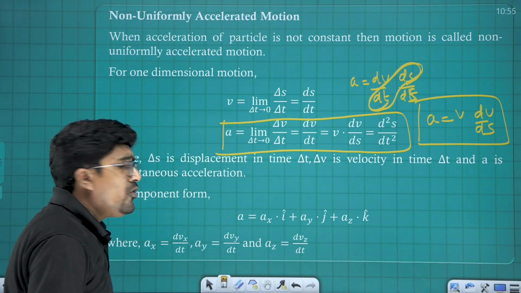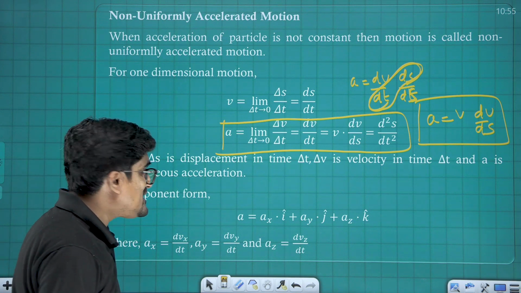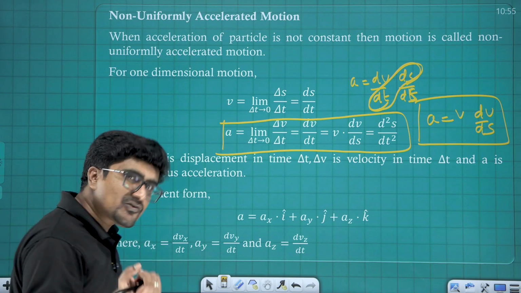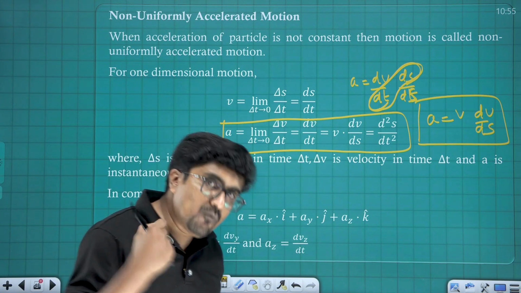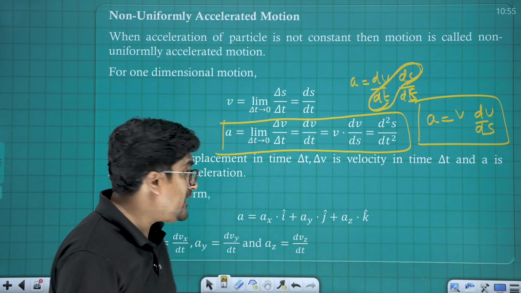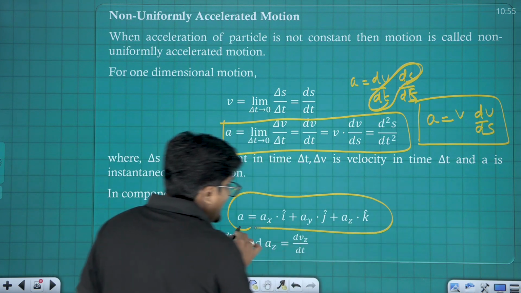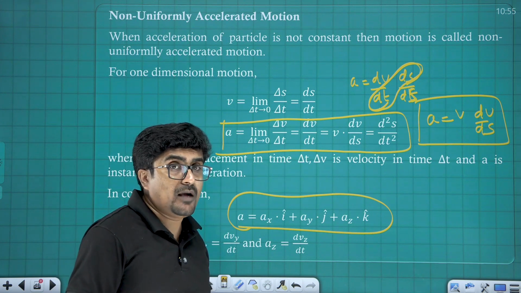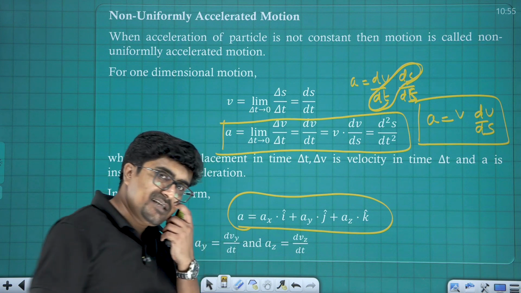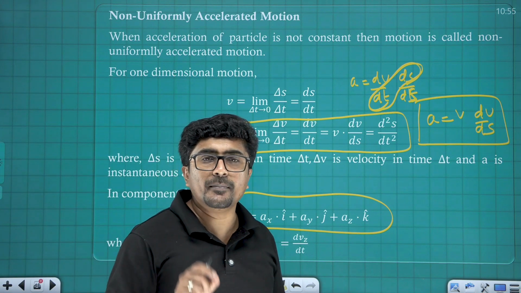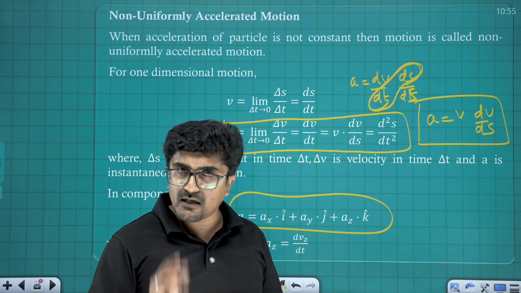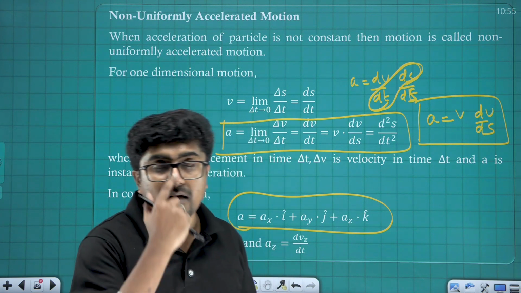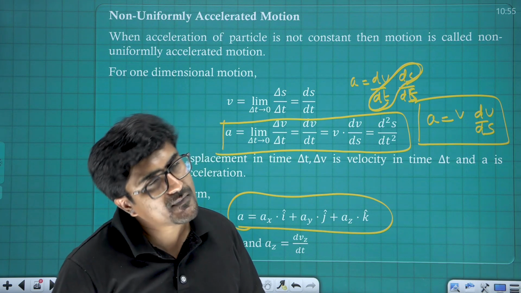And for a case where the acceleration is there in all three directions, that means acceleration a has its x component as ax, y component as ay, and z component as az. Definitely, once we split into rectangular components, we can have it as ax i cap, ay j cap, and az k cap. In that case, ax is going to be d by dt of vx, that is rate of change of velocity along the x-axis. ay is going to be rate of change of velocity along the y-axis, and az is going to be rate of change of velocity along the z-axis.